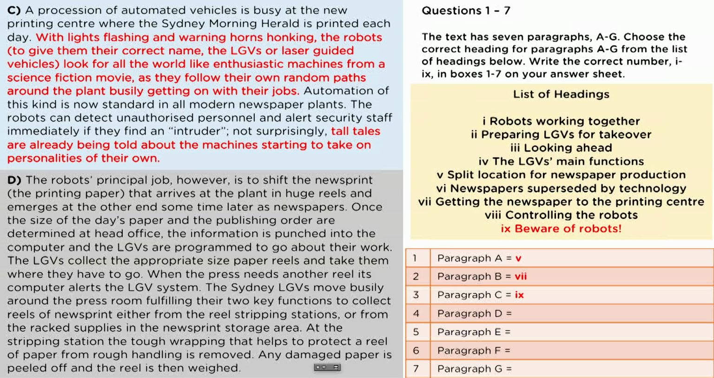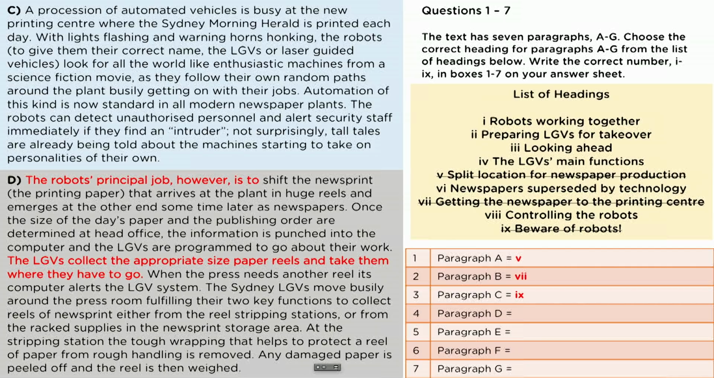I guess because it's talking about automated vehicles, it's talking about flashing lights, warning horns. Let's move on and look at the next one, because that one was really tough. D, let's have a look here.